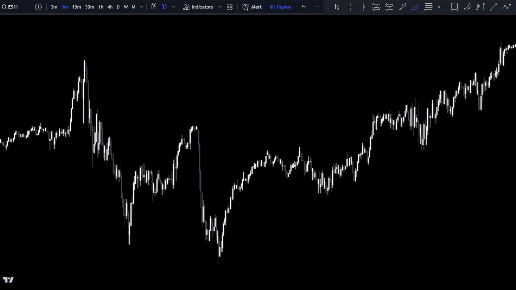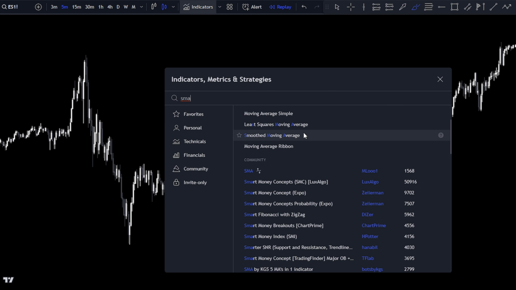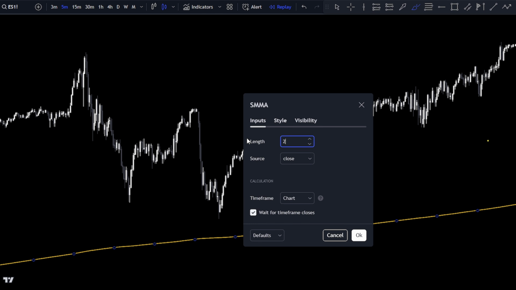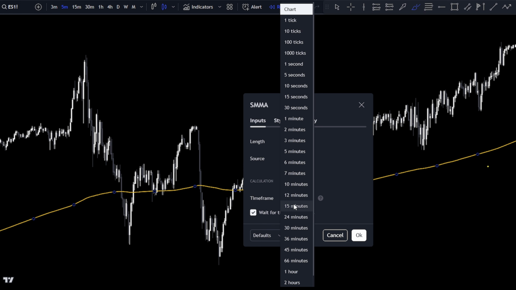Finally, for the last indicator, click on the Indicators tab once again, search for SMA, and add the smooth moving average to your chart. Next, double-click it to open the settings, then change the length to 200 and set the time frame to 15 minutes.